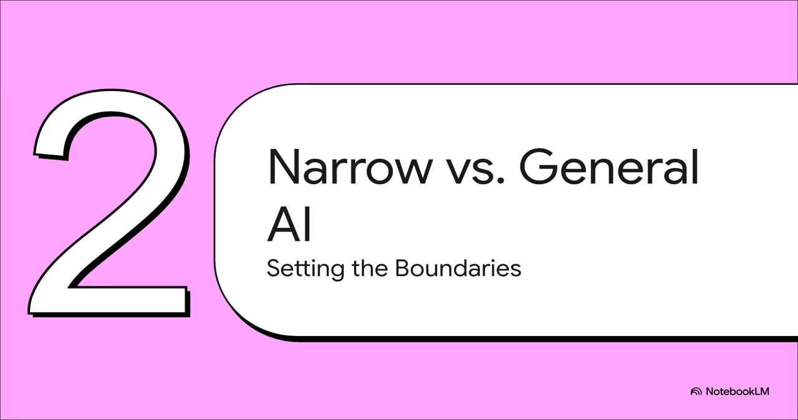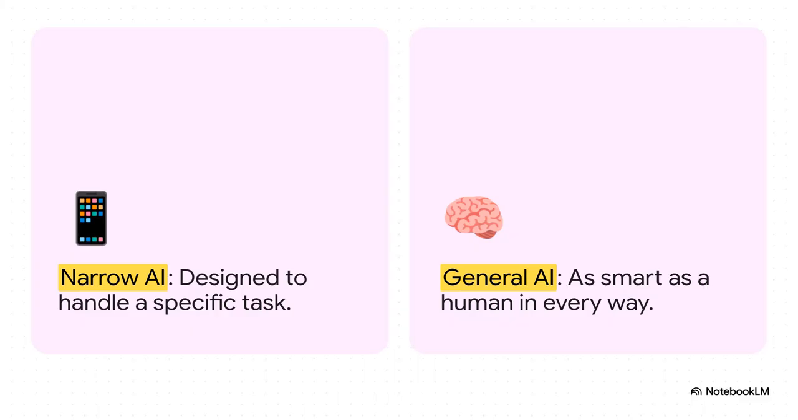Moving on to Section 2, Narrow versus General AI. To really get a grip on where this tech actually is today, we absolutely have to separate science fact from Hollywood fiction. Basically, we have two main buckets. First, there's narrow AI, which is laser-focused on doing just one specific task really well. And then there's general AI, which is the idea of a machine possessing comprehensive human-level intelligence across the board.